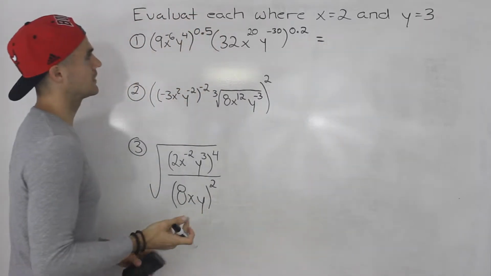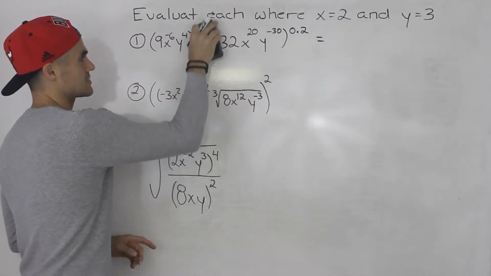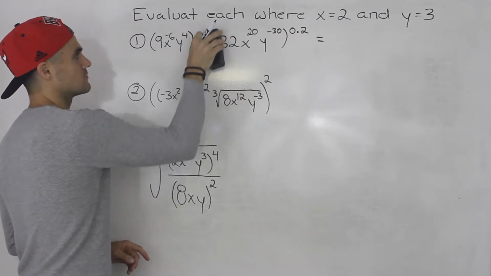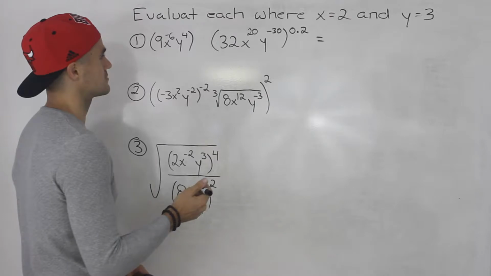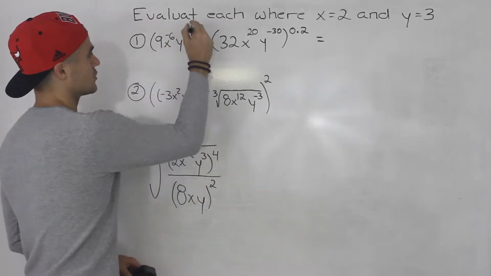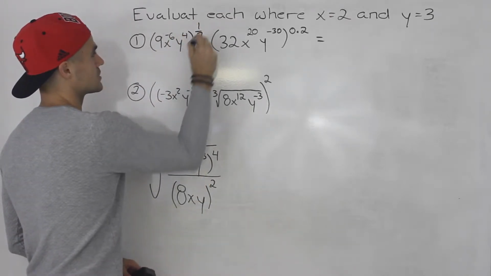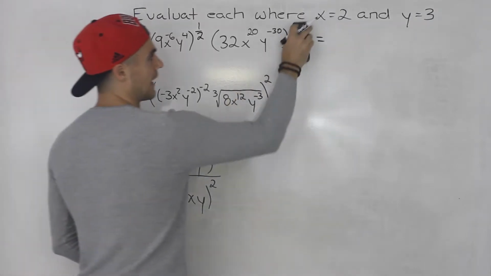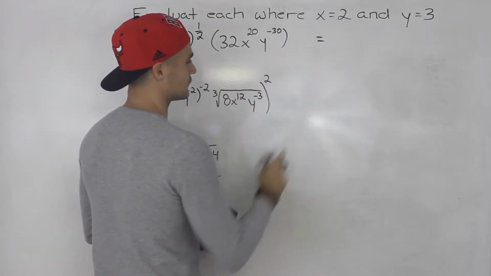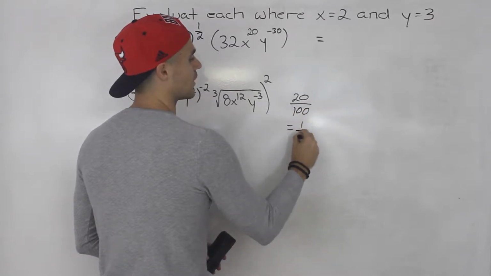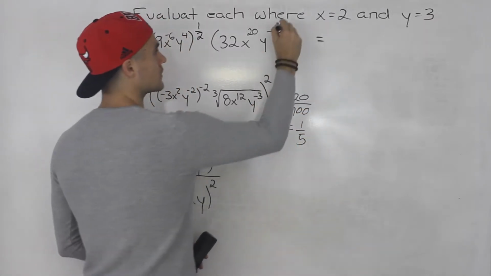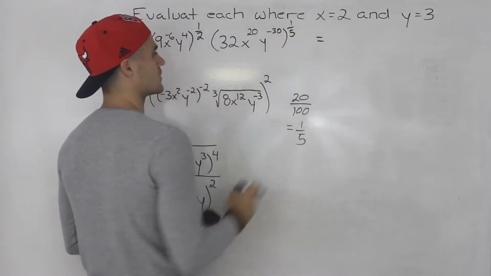Well, first thing I'm going to do is change these decimals to fractions. You don't have to, but I just like to work with fraction exponents versus decimal ones. So the 0.5, I'm going to change to 1 over 2. And then 0.2, what does that simplify to? That's like 20 over 100, which simplifies to 1 over 5. So 0.2 is the same as 1 over 5.